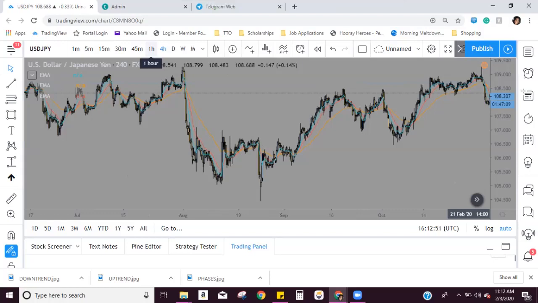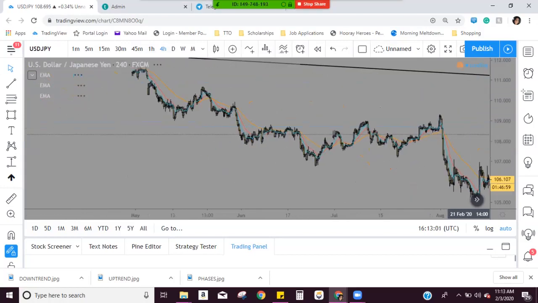Because price always moves to support resistance. So if you're buying, price is going to go to its resistance level. If you're selling, price is going to push down to its support level. It's a good area where price wants to go.